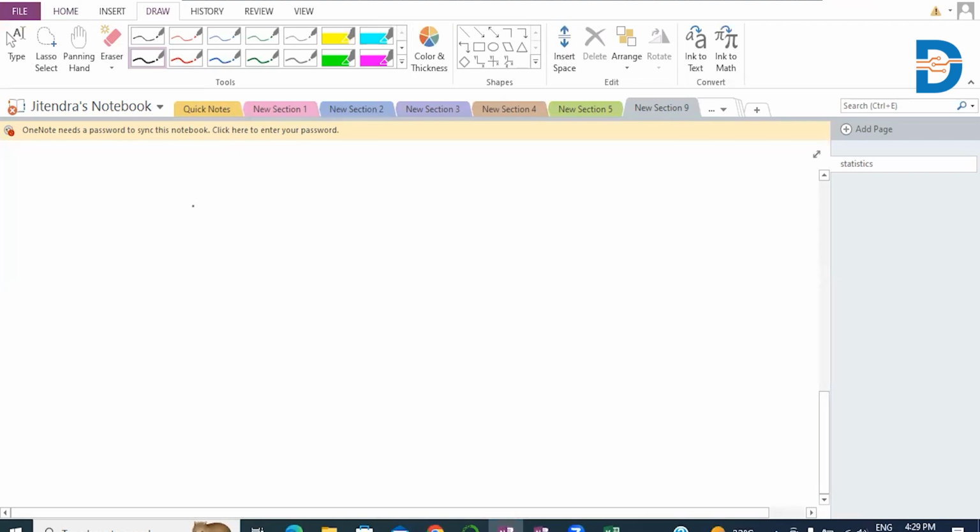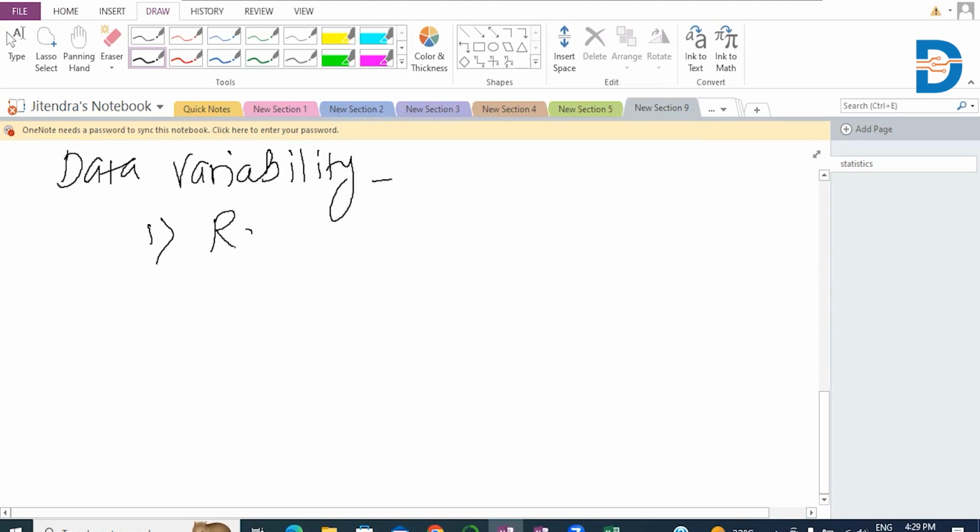First one is range. In data variability, the first one is range. Range is nothing but the data spread from the minimum to the maximum. The minimum value and maximum value are the key points for the range. So the difference between the minimum value and the maximum value is your range value.